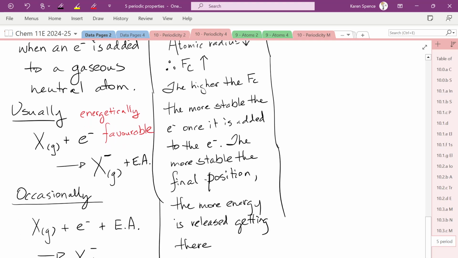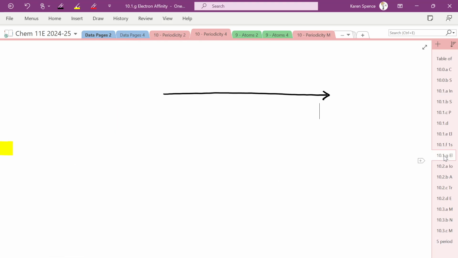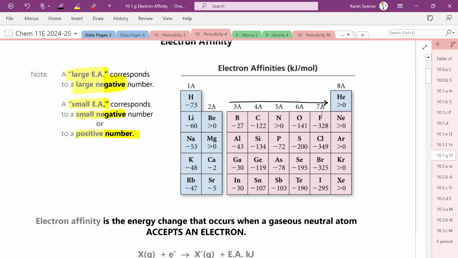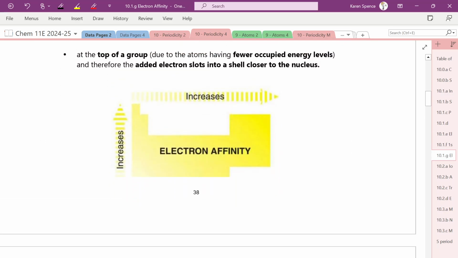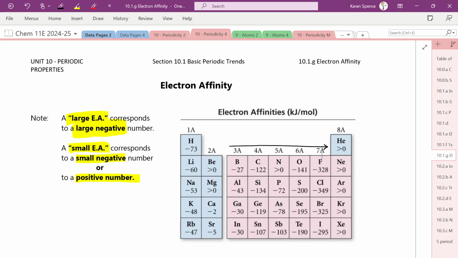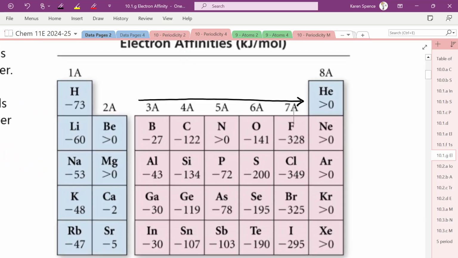So the more stable the final position, the more energy is released getting there. And let's take a little look at that on page, whatever the heck page this was, 38. So as we go from left to right, the general trend is that it gets bigger. But does anyone notice anything kind of weird?